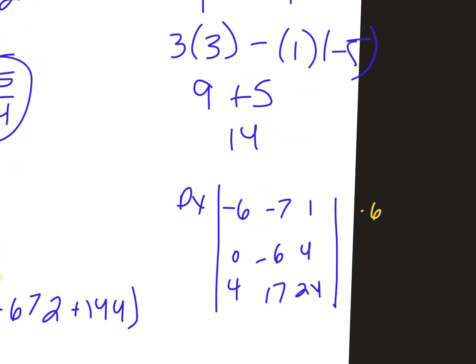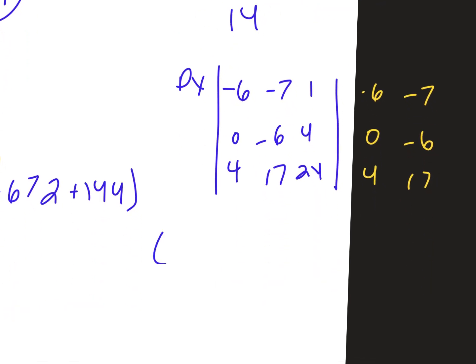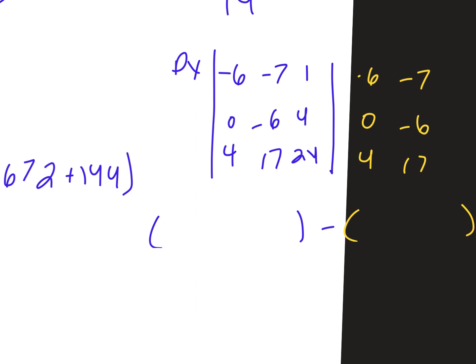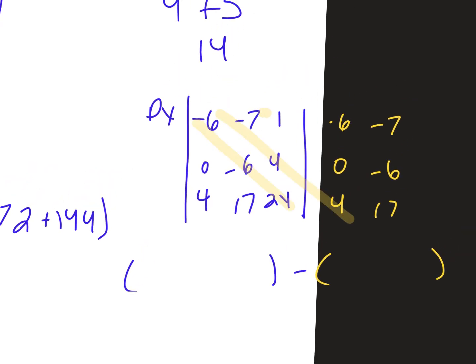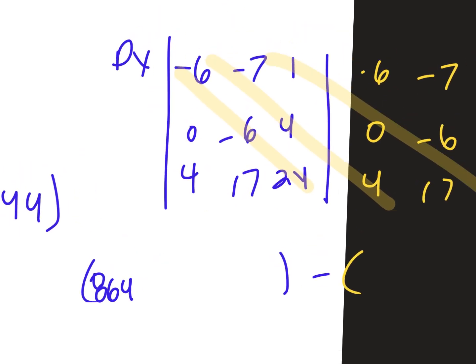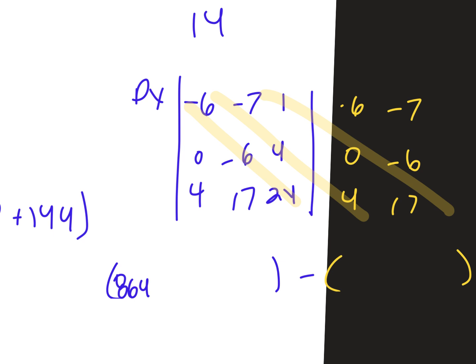So then we're going to recopy the first two columns. So negative 6, 0, 4. Negative 7, negative 6, 17. So we're going to find our major minus the minor. Top left, bottom right. So top left to bottom right. What's negative 6 times negative 6 times 24? You got a calculator. Come on. 864. Okay. Then we have negative 7 times 4 times 4.